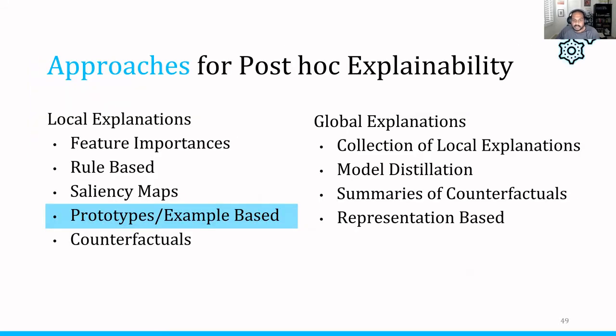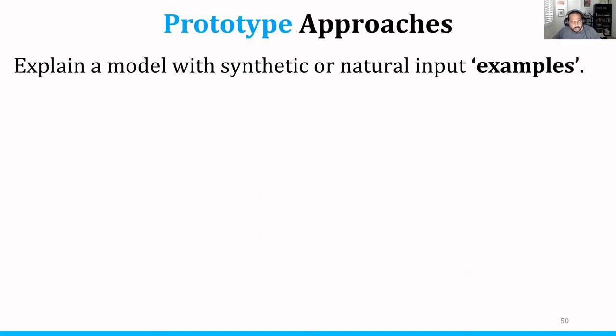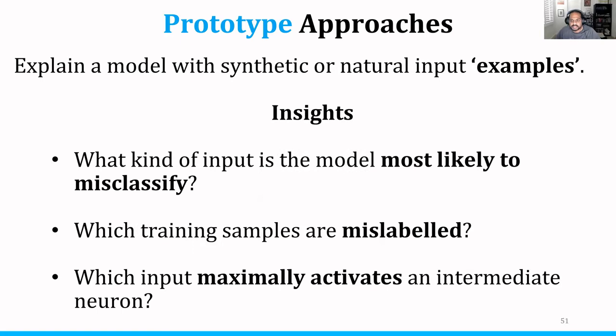Okay. Our second last method of explaining is called prototypes or example-based. The idea here is not to look at features at all, but to think about explaining a model by creating or selecting inputs that are most relevant, right? There are a bunch of different approaches to this. What kind of input is the model most likely to misclassify? Which training examples are mislabeled? Which input maximally activates a neuron, and so on.